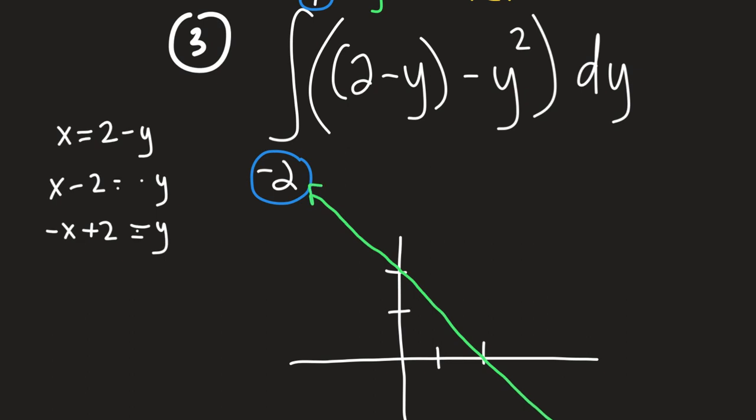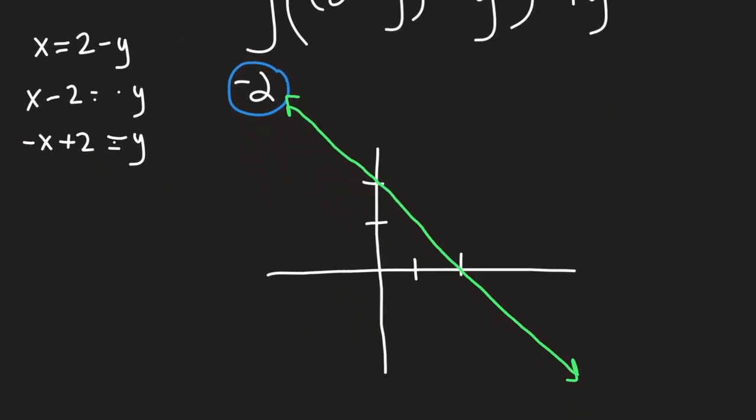Let's see if that's true. When y is 0, x is 2. So we have 2 comma 0. And when y is 2, x is 0, right? So this is the graph that corresponds with negative x plus 2 equals y, or x equals 2 minus y. And then we have our other graph of x equals y squared.